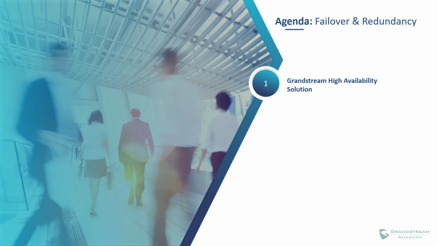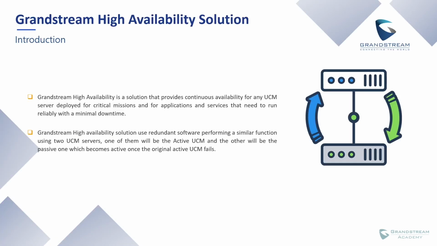Well, let's see what we offer on the high availability solution for both the UCM 6510 as well as the UCM 6300 series. And we can talk first about the HA100, which is a module designed to implement the high availability failover feature only for the UCM 6510. It is not meant to be implemented with the UCM 6300 series, because the UCM 6300 series has its own failover system, as we will see later in this class.